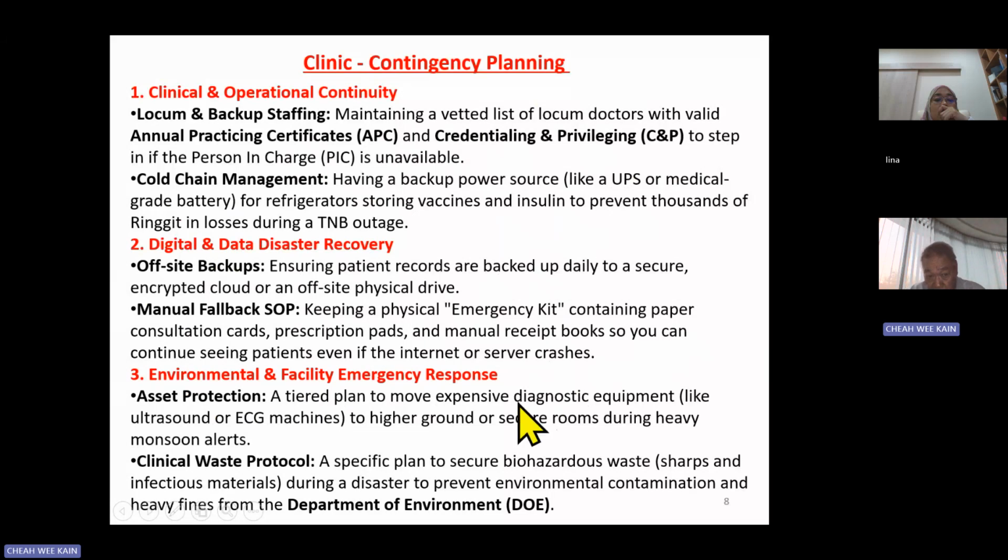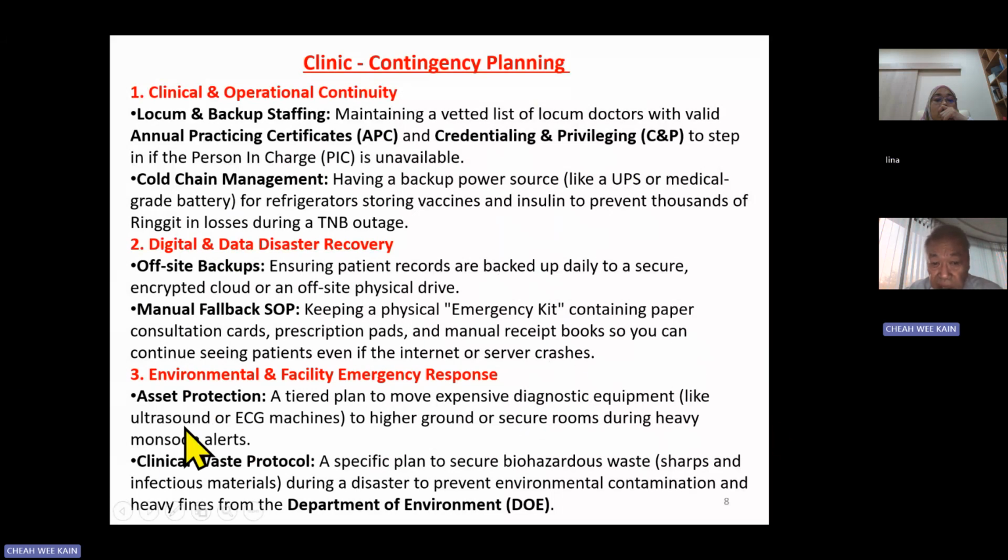Environmental and facility emergency response, asset protection. Move expensive diagnostic equipment like ultrasound to higher ground or secure rooms. I don't think you have ultrasound or ECG. If you have, you may have to move them to a higher area, if you have a double-storey clinic. If not, you might have to raise the floor so the flood water does not come in.